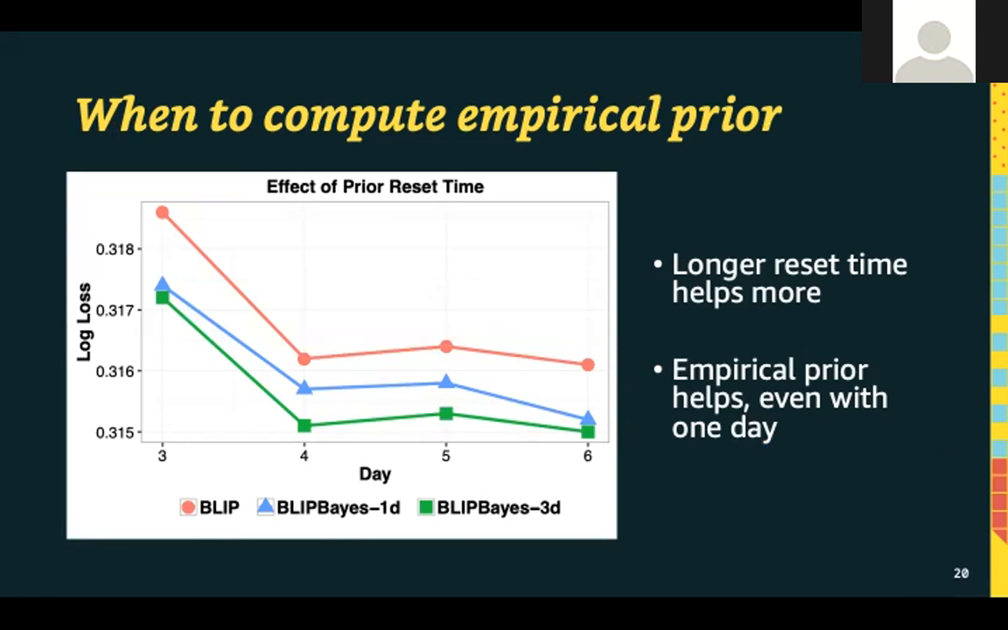And so what this graph is showing us is that a longer reset time helps. If I restart my model after 1 day of data versus after 3 days of data, 3 days of data better positions me in the search space. Here lower is better because that's log loss. And you can see that the blip based 3 day is the lowest one. This is the one where I restarted my model after observing 3 days of empirical data.